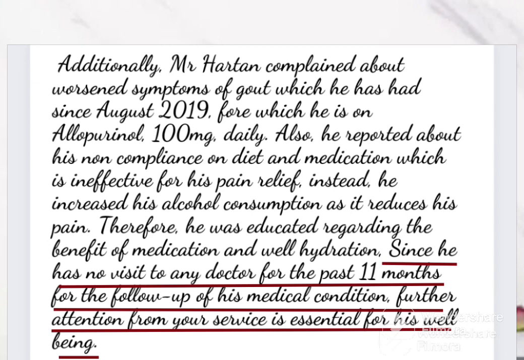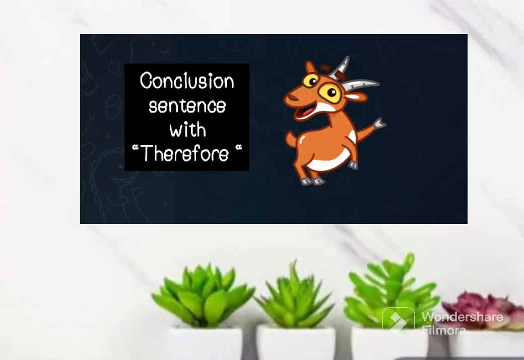So we are using since. This since also you can use for the conclusion. That means we are telling that because of this reason, she needs some active management. Since he has had no visit to any doctor for the past 11 months for the follow-up of his medical condition, that means his medical condition still persists. So further attention from your service is essential for his well-being. Okay, so here they need active management. There is one problem that exists. You can use since.